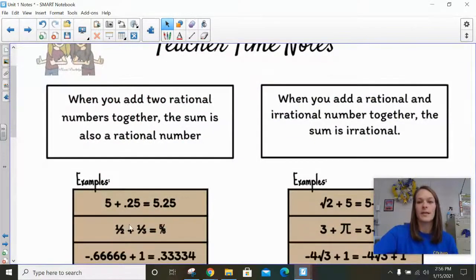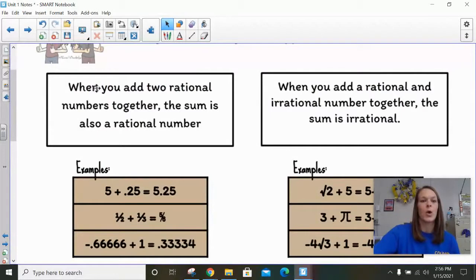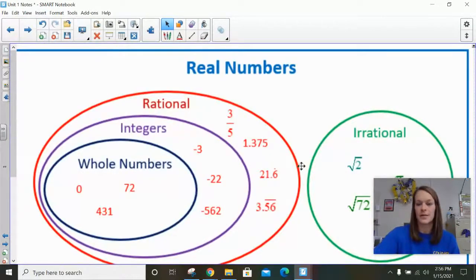One of the things here is that when you add two rational numbers together, the sum is also a rational number. And another of your statements is that when you add a rational and an irrational number together, the sum is irrational. First I'm going to go to the next slide, and then I'm going to come back here. Here's your difference.